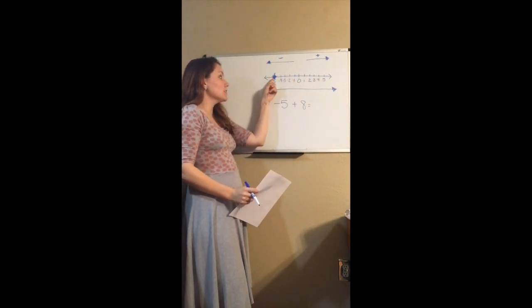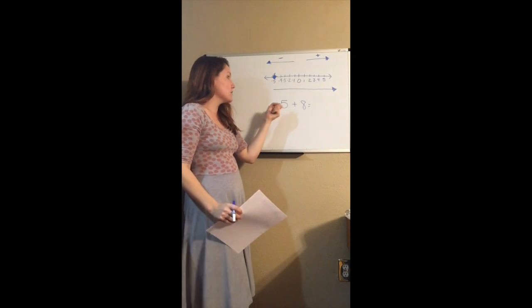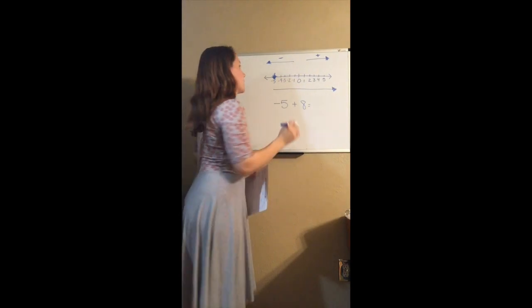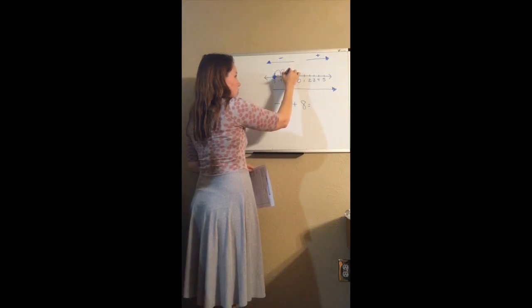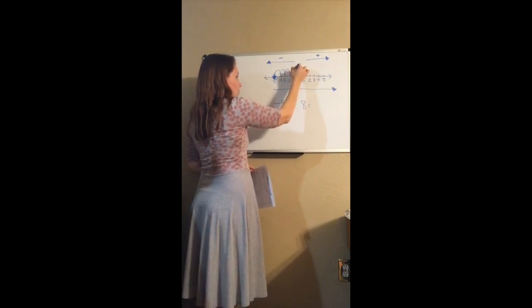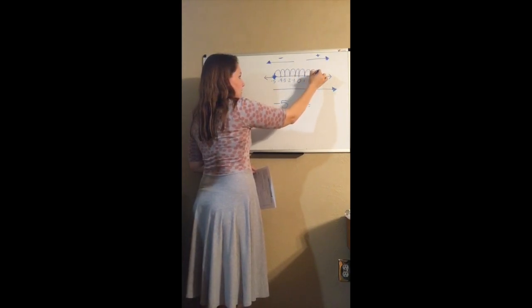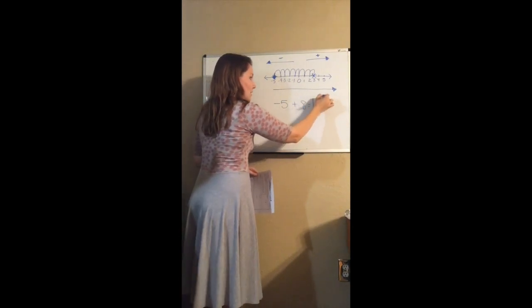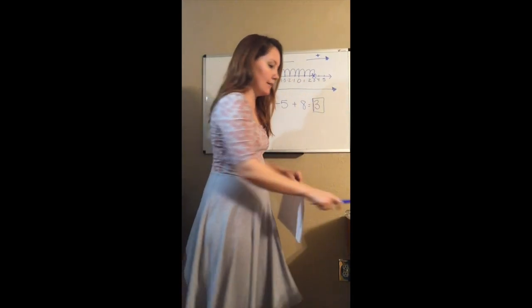Now, this is my starting point. It tells me in that problem, that's where I'm starting. -5 is where I'm starting. So plus 8. Again, let's do this a little visually. Let's move over 8 places. 1, 2, 3, 4, 5, 6, 7, 8. This is my new position at +3. So my answer, -5 plus 8, is +3. So let's go ahead and look at another one.